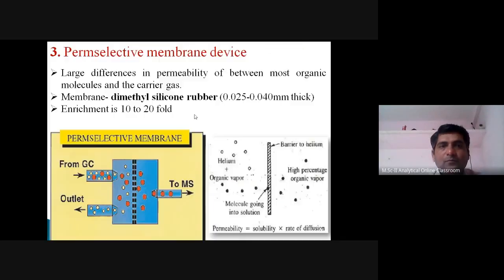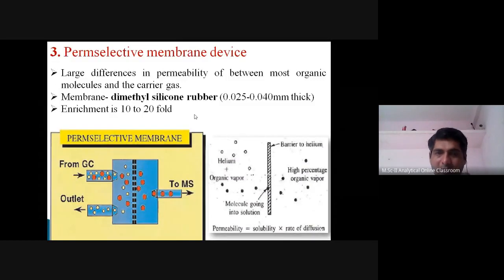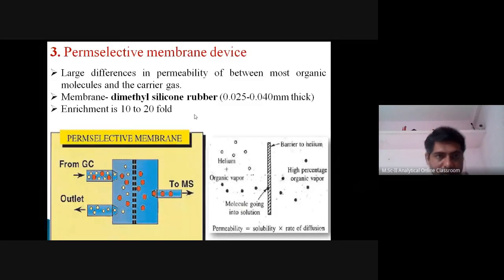Now the third one is the permselective membrane. As the name suggests, there will be a membrane. Everyone knows what is meant by membrane. Selective, so what is meant by selective? It means the membrane will work with only a selective material, or selective component, or selective analyte. Now let's see how it works.